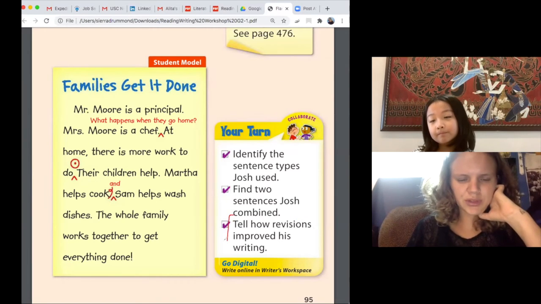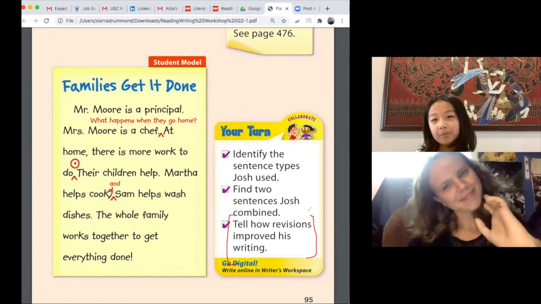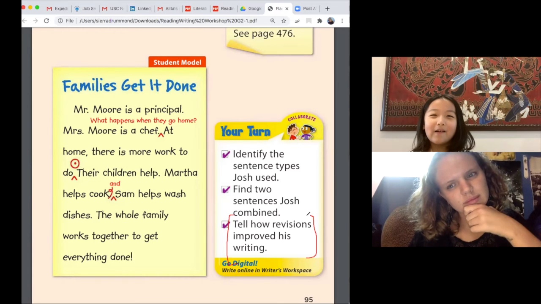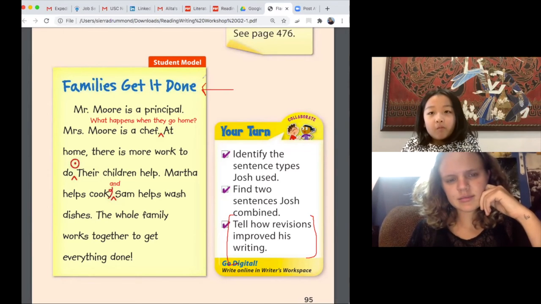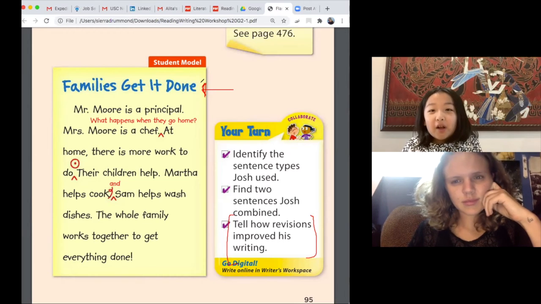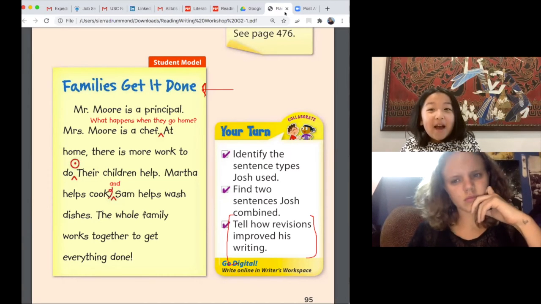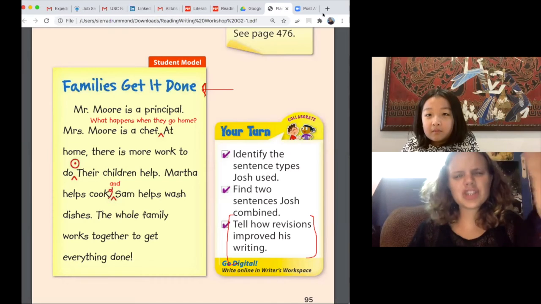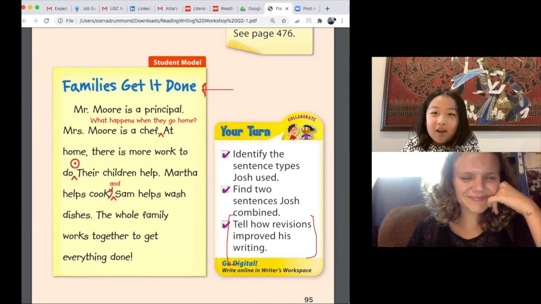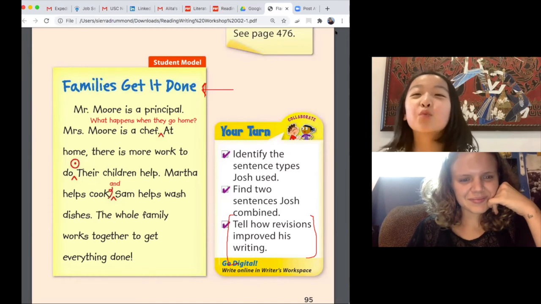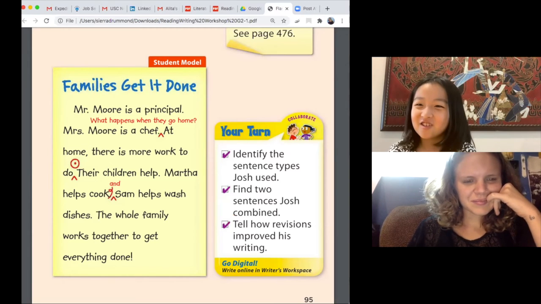How did Josh improve the writing? What do you think? I really never thought of that. How did Josh help this be better? To add a question, add a thought. Yeah, so it just kind of made it sound better, right? No. I don't think so. Do you think someone asks yourself what happens when they go home? Is that better? I don't think so.